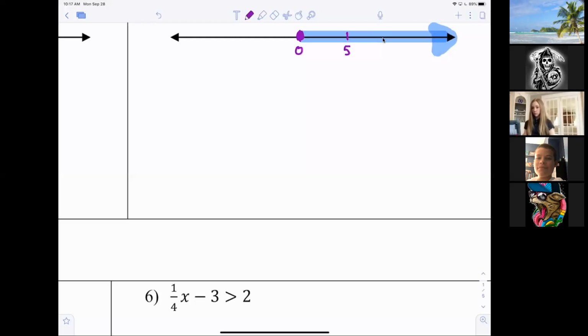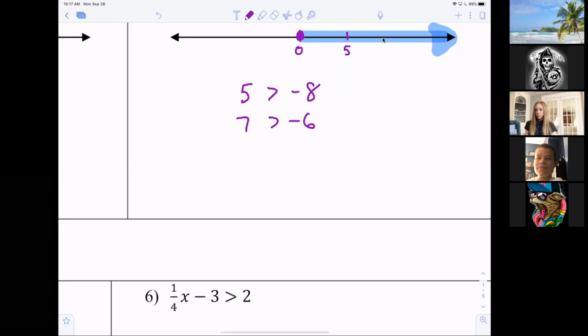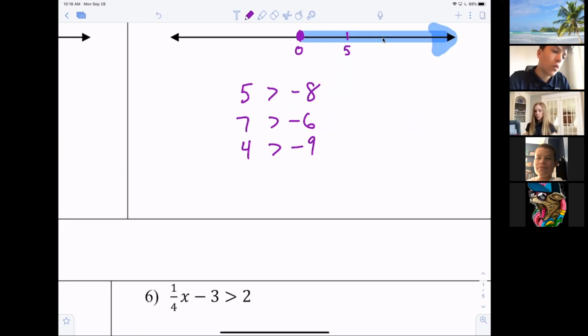I want you to tell me if this is true or false. 5 is greater than negative 8. Is that true? Yes. Now I'm going to add 2 to both sides. I'm just making this up. If I add 2, does everybody agree 7 is greater than negative 6? That's still a true statement. Now I'm going to subtract 3. 4 is greater than negative 9. Is that still a true statement? So I just added and subtracted. Did that create a problem? No, it's still a true statement.